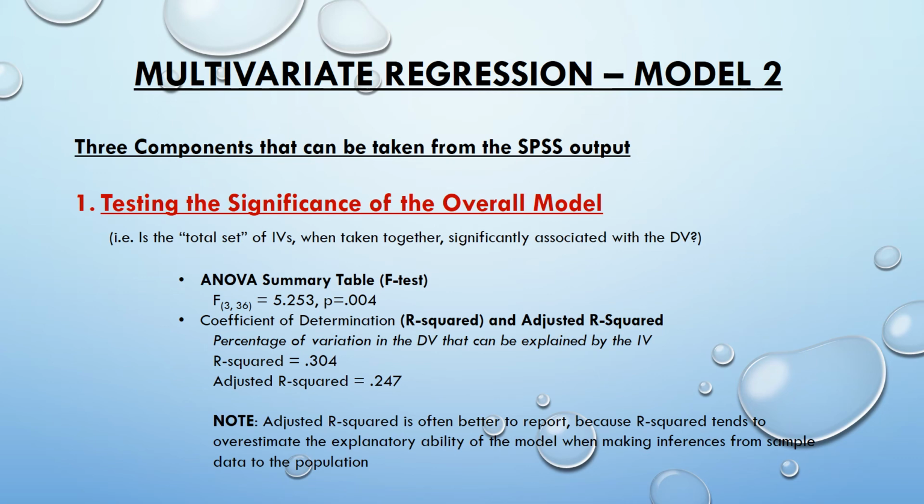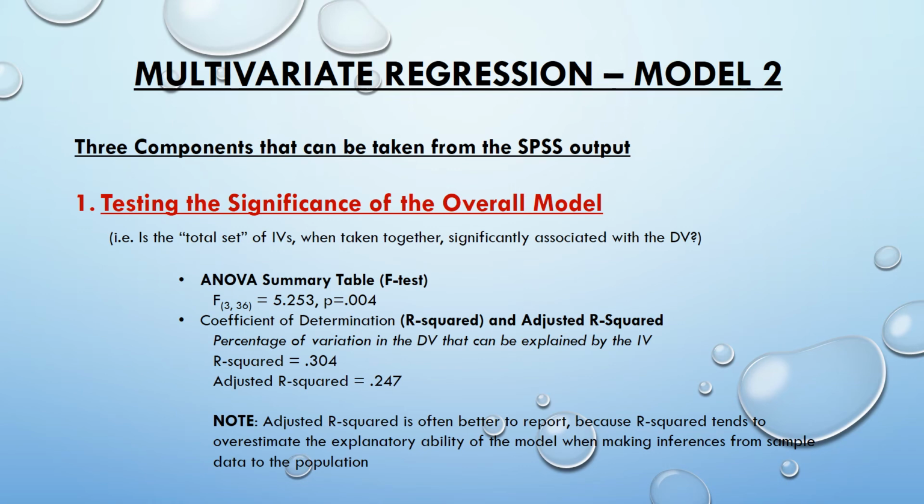But see if you're able to find the information that I have there, where I have an F statistic with degrees of freedom of 3 and 36. The F statistic value is 5.253, and the p-value for the F statistic is 0.004. So because the p-value is less than 0.05, I can conclude that the overall set of independent variables are significantly associated with the dependent variable, money earned from drug dealing.